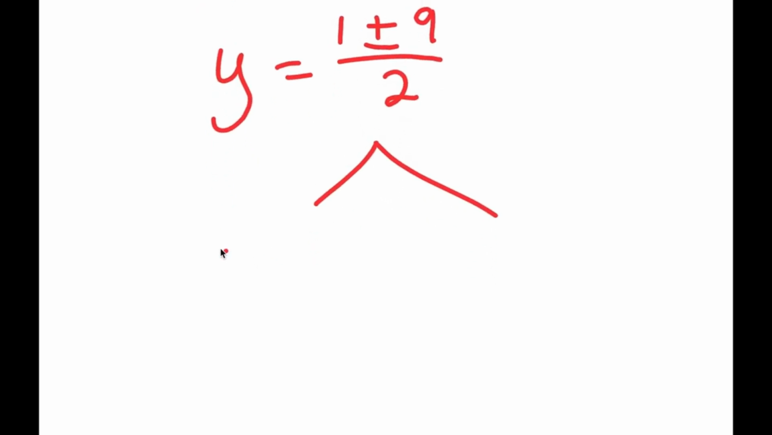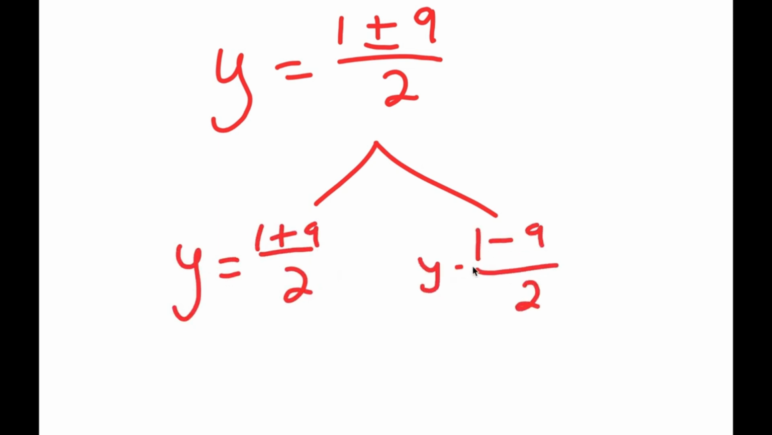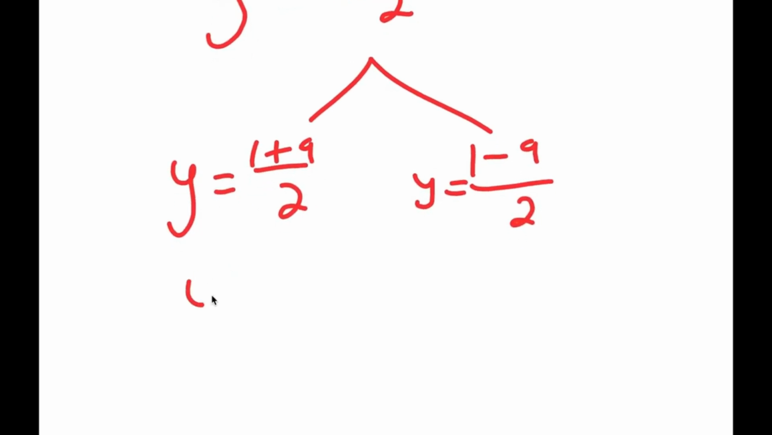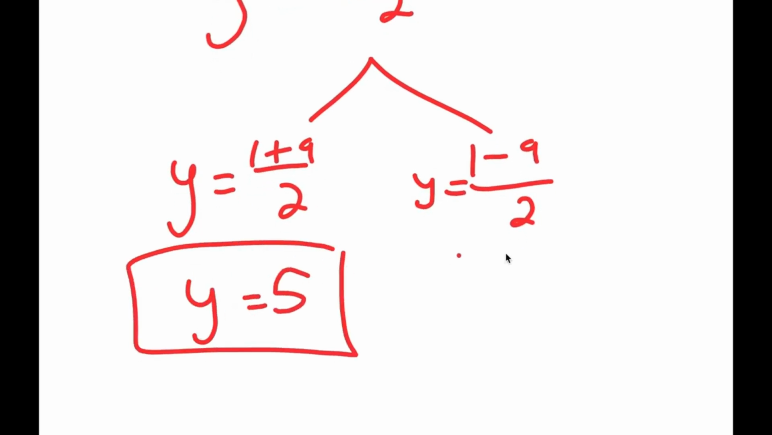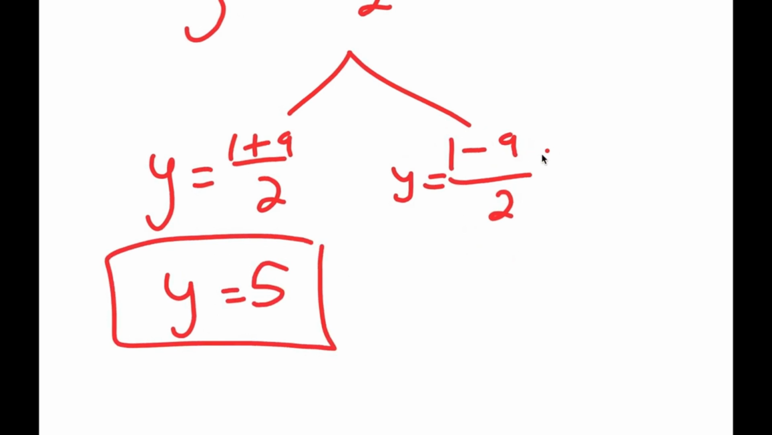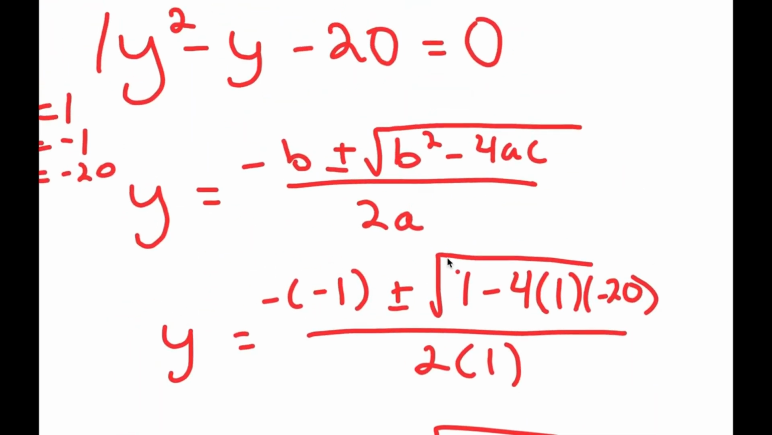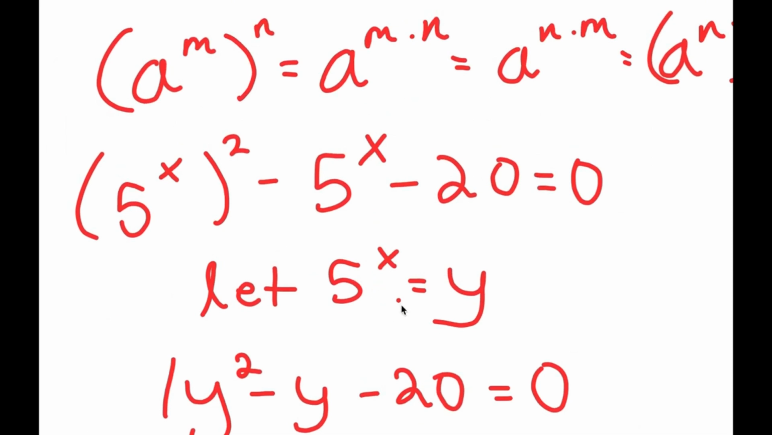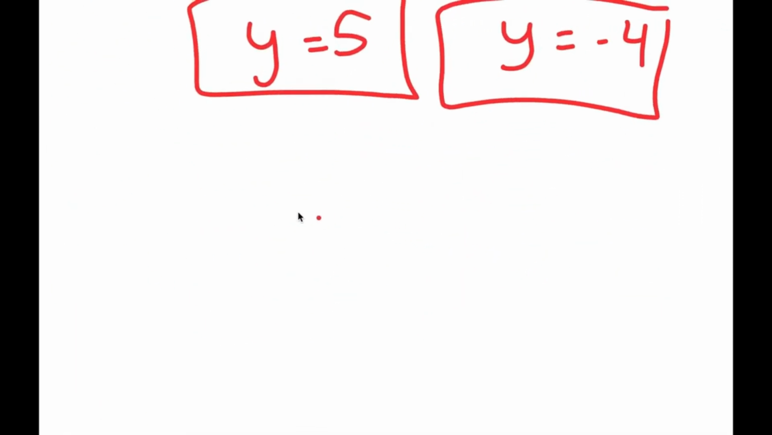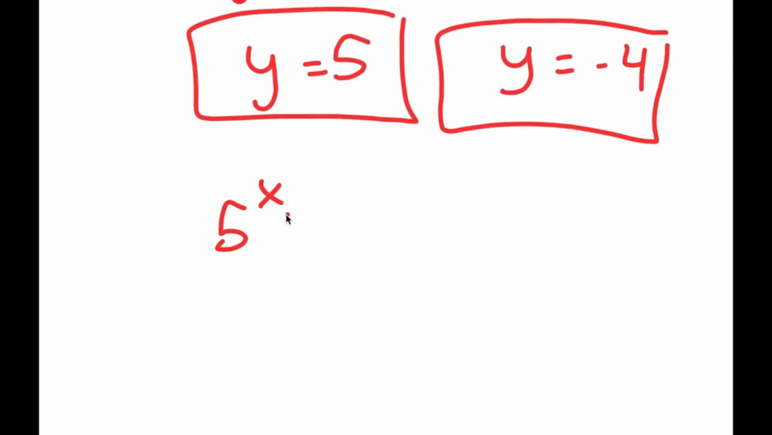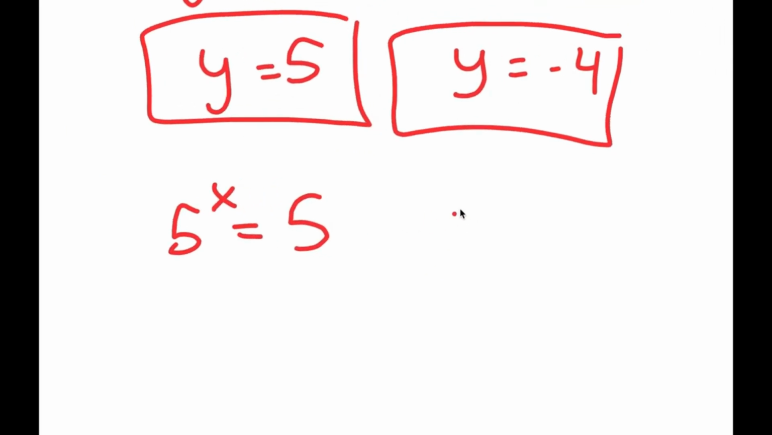Now this gives me two solutions. I get y equals 1 plus 9 over 2 and y equals 1 minus 9 over 2. So 1 plus 9 is 10, and 10 divided by 2 is 5, so I get y equals 5 as one solution. And 1 minus 9 is negative 8. Negative 8 over 2 is negative 4, so y equals negative 4 is another solution. Now from here, remember how we let 5 to the power of x equal to y. So this means I get two solutions. 5 to the power of x is equal to 5, and 5 to the power of x is equal to negative 4.